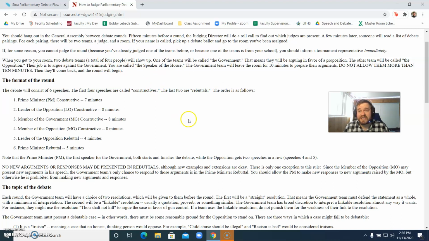A thing to note that is unique in Parley, and I'm gonna pause for dramatic effect because I hope that you will pay attention to it, is that unlike Lincoln Douglas or Public Forum, if you've seen any of those rounds, there is a set time for cross-examination, right? One speaker can ask the other speaker questions and try to prove them wrong.